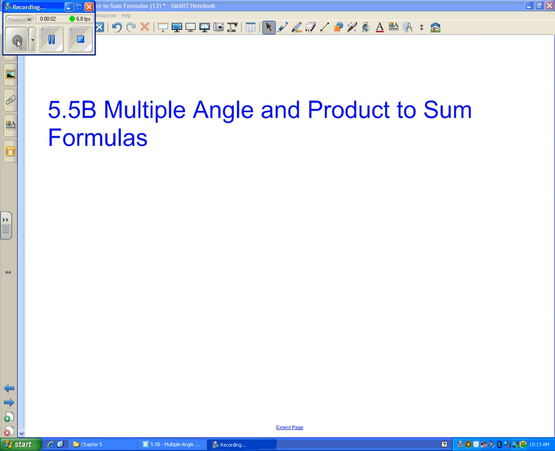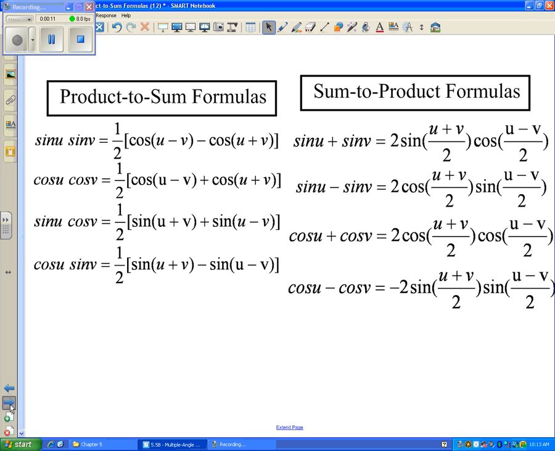Hi, and welcome to day 2 of section 5.5, multiple angle and product to sum formulas. Today we're going to talk about the product to sum formulas. From your formula sheet, we're going to be working with these two sets of formulas.